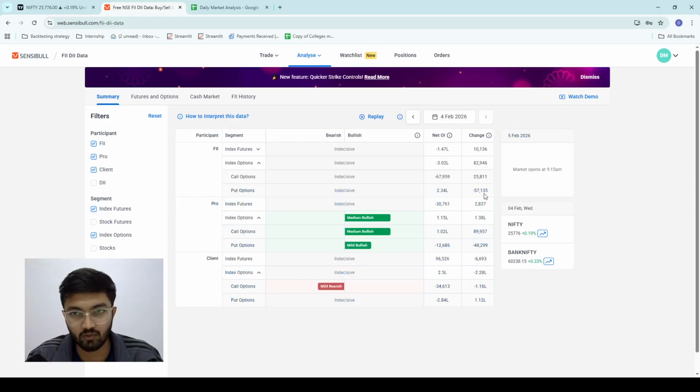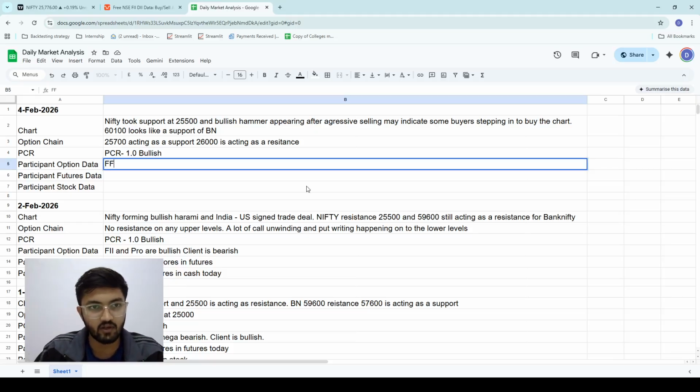Bought calls, sold puts is positive. Sold calls, bought puts is negative. FII and Pro are bullish, and client is bearish.